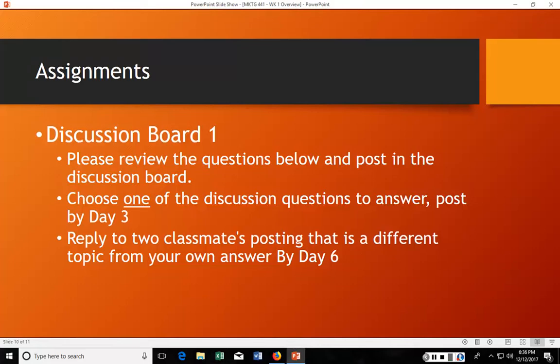Choose one and answer it by day 3. Then by day 6, go to the people who answered the other question and post at least 2 replies to them. Hopefully we'll have equal numbers of people answering both question 1 and 2. Post comments, follow-up questions, replies, things you thought were interesting, things you're wondering about. So answer one question by day 3, and post at least 2 replies by day 6. That's going to be our discussion format every week.